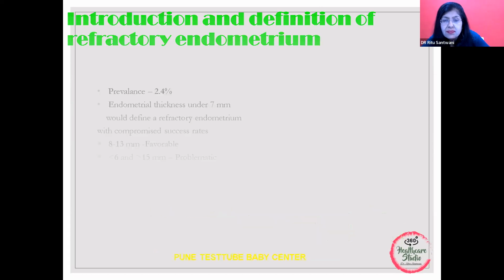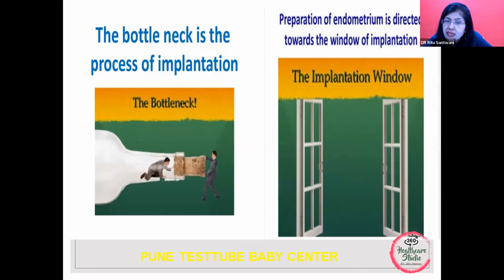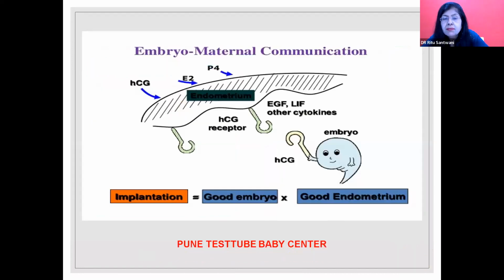So as we all know, the bottleneck is the process of implantation. So this is where management of the thin endometrium is very, very important towards the window of implantation. So here we can see that for implantation, a good embryo and a good endometrium are required. So the embryo-maternal connection.